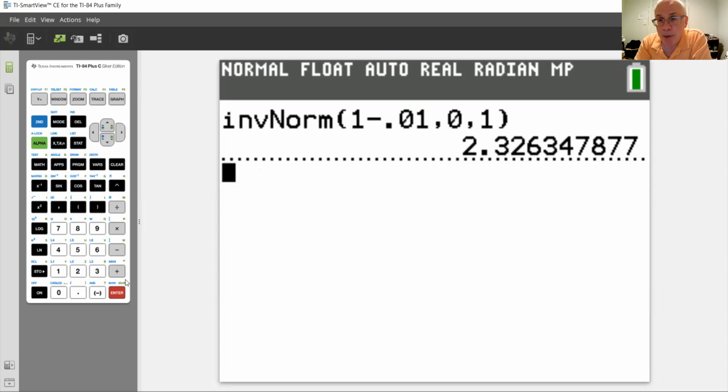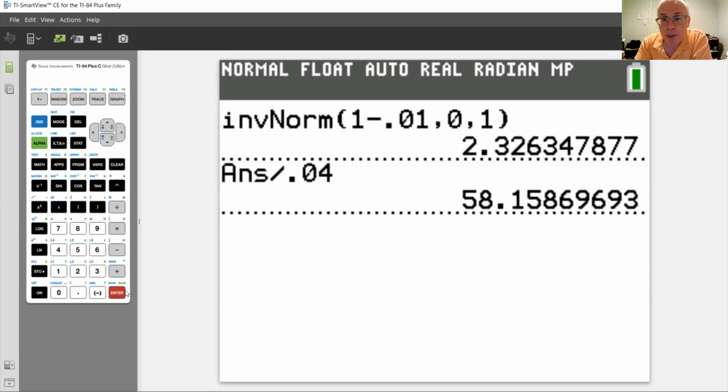Remember, I have to divide that by the margin of error. The margin of error is 0.04. It says plus or minus 4%, so we have to convert that. So I'm going to divide this z by 0.04. Hit enter. Now, that is the ratio of z to the margin of error. I need to square it, so I'm going to hit the square button here.